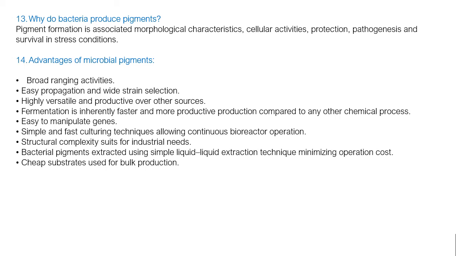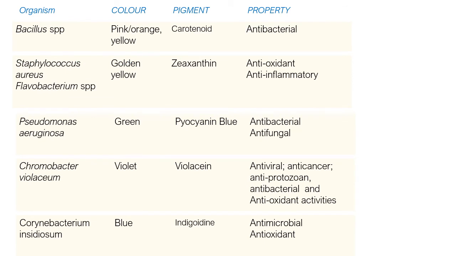Okay, so these are some extra examples, easy examples to remember. Okay, so if you want to answer, say, give two examples for bacteria which are known to produce pigments, then you can say either Bacillus or Flavobacterium. Okay, then for another question that was give examples of pigments with their properties, for even that you can use these examples.